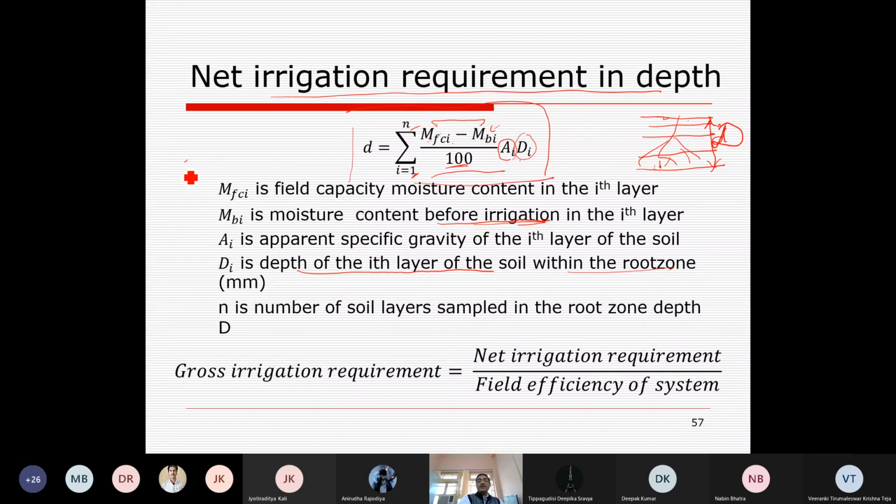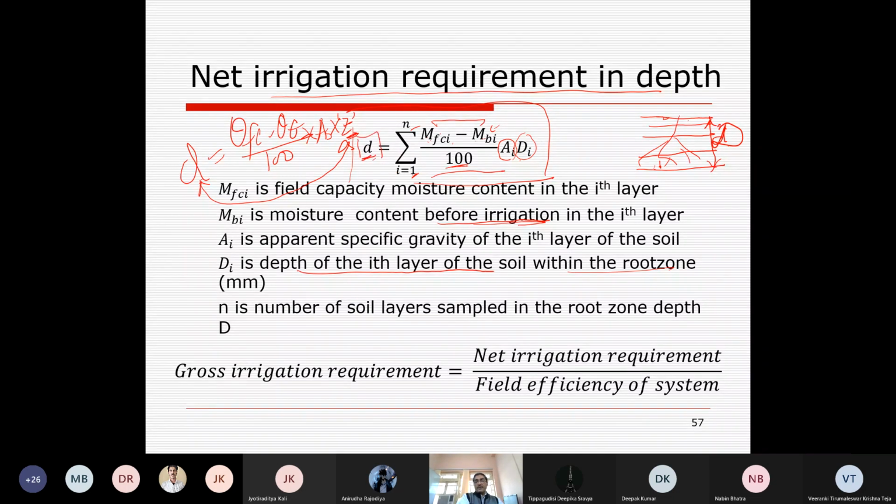This is the same equation we have learned earlier: theta field capacity minus theta t at the time of irrigation, into 100 if it is in dry basis percentage moisture content, into apparent specific gravity, into Z, that is the depth of the root zone, the single root zone depth we have assumed. Depth will be in the same unit in which Z we have taken. So this is the net amount of irrigation.